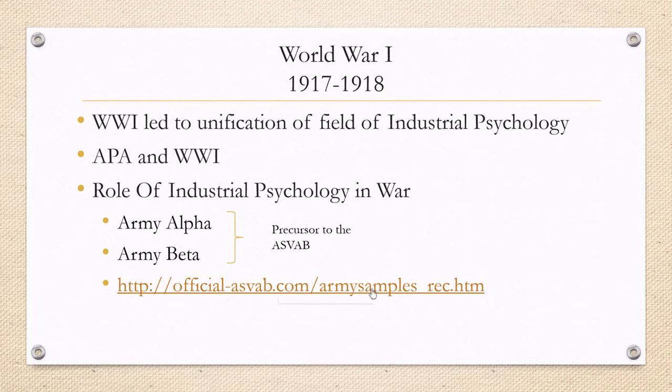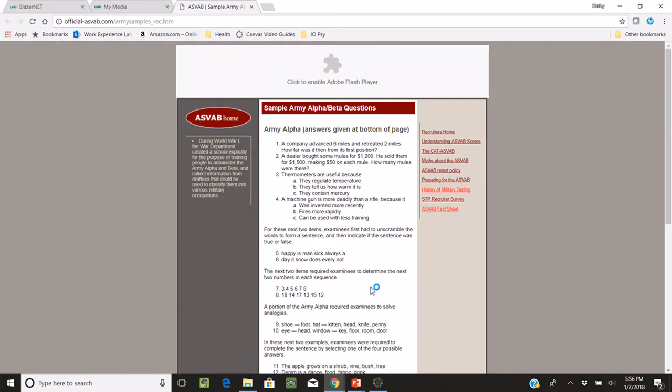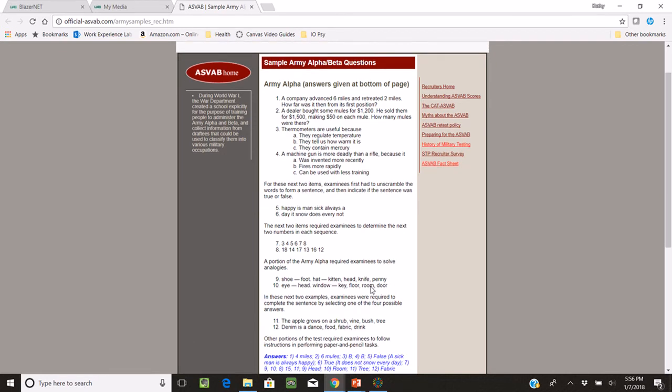So if we click on this link here, you can go to this website and we can look at the types of questions that were given on these two tests. The Army Alpha, for example, asked questions such as, a company advanced 6 miles and retreated 2 miles. How far was it then from its first position? So the individual would have to figure the math on that and come up with an answer.